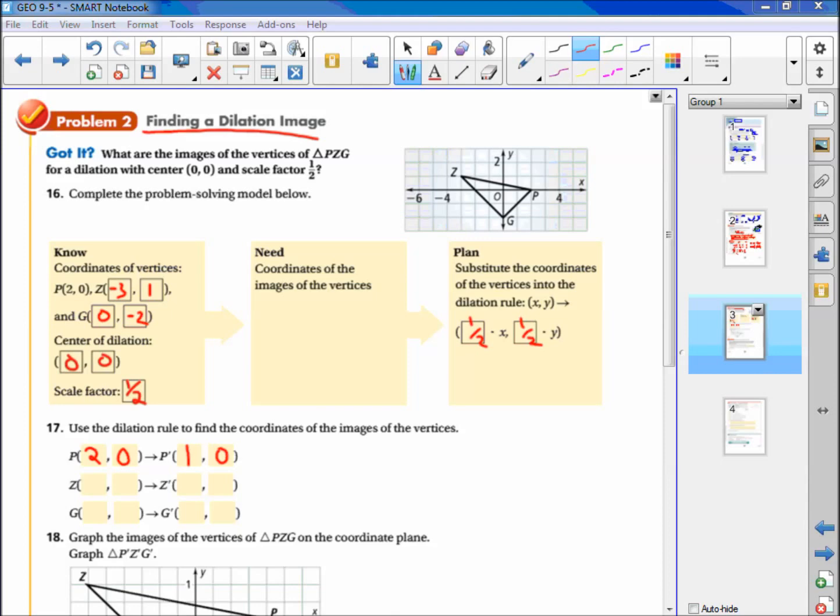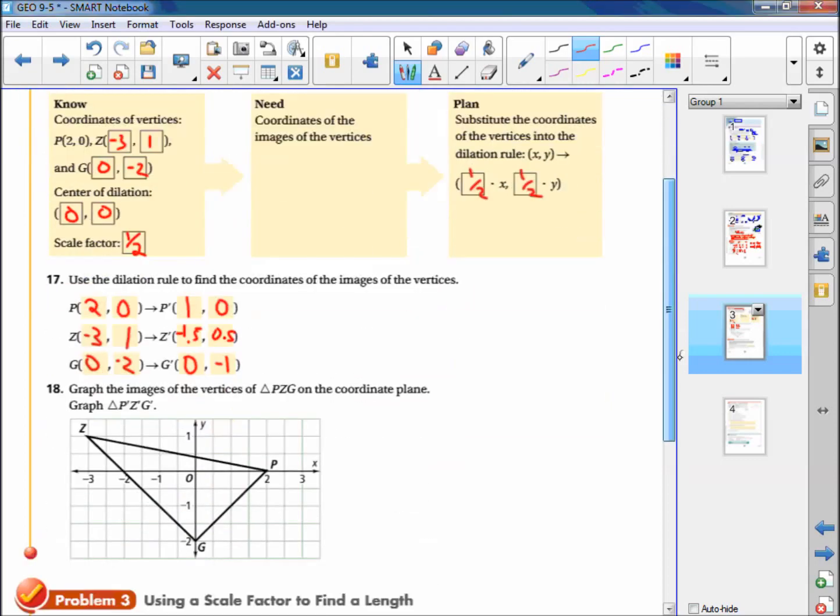For Z, our pre-image was -3, 1. Okay. Our new image will be half of that. So we're going to get -3/2, or -1.5. I'm going to put -1.5 here. And then half of 1, which is 0.5. Okay. And G's original image was at 0, -2. And if I half both of those coordinates, I'm still going to get 0, but -2 is going to change to -1. All right, so now our job is to graph these.